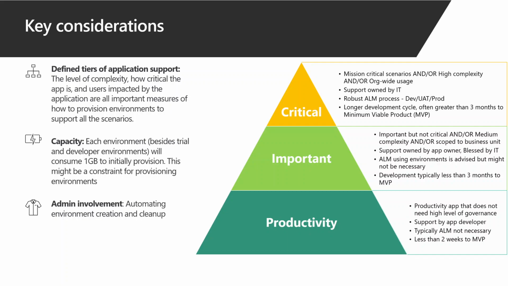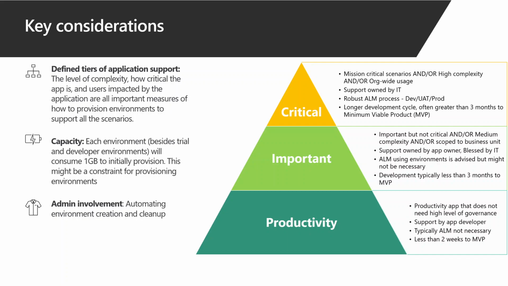This is another way of thinking about it. Have defined tiers of application support. So critical applications get their own environments, they get their own team potentially working on them, they get their own release management process, super robust application lifecycle management, a longer development cycle. You might have 3 months to get to an MVP, and you might even have a release cycle of once every 3 months, something like that.